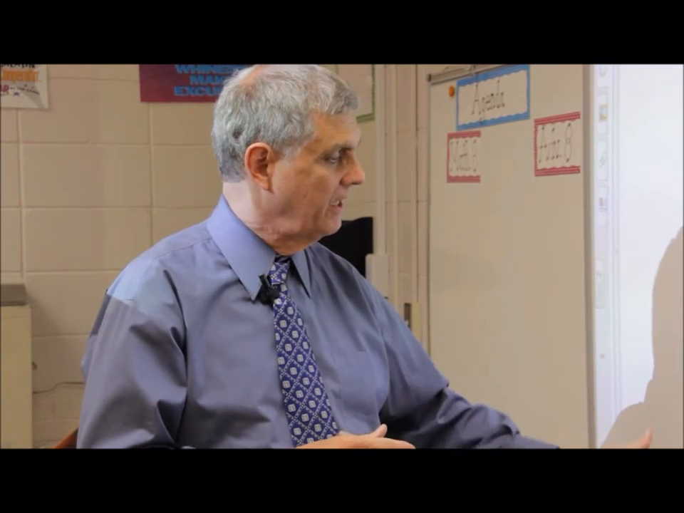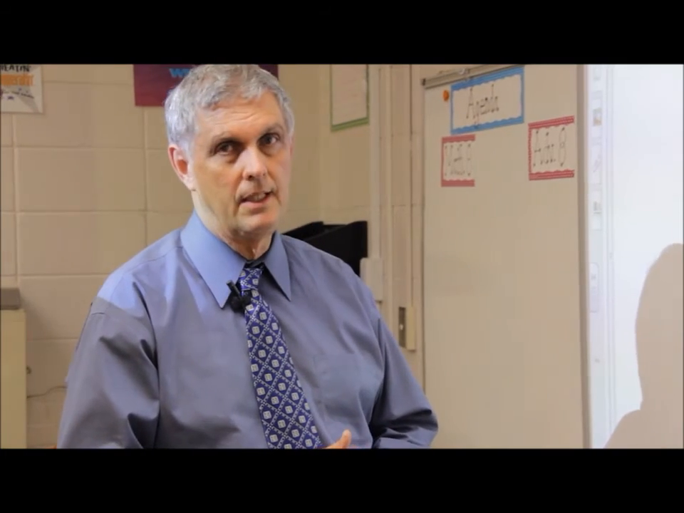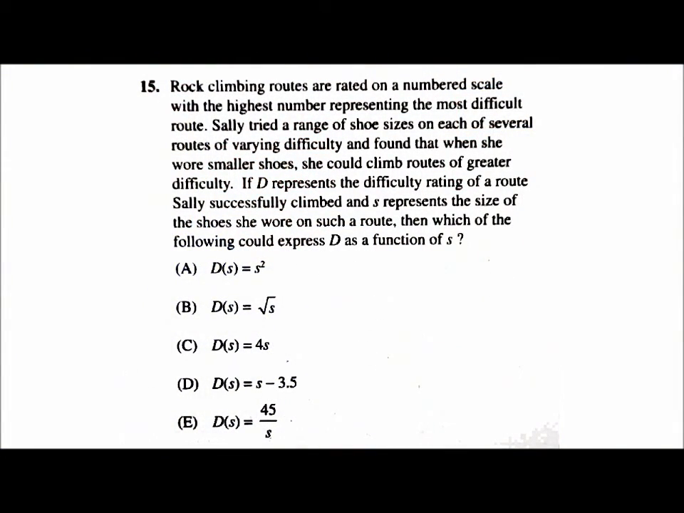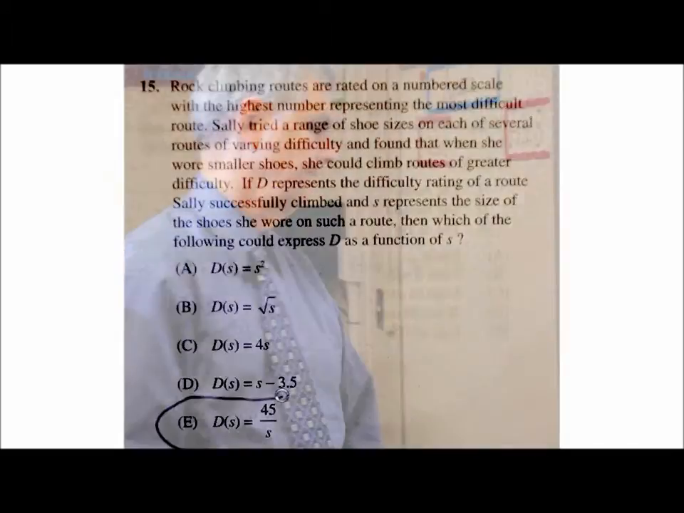So the only one here that really works is the smaller you make a denominator, the larger the output of that improper fraction. So if I put a 10 in here, I would get a 4.5, but if I put a 6 in there, I'm going to get a much larger number, because 6 goes into 45 a lot more times than 10 goes into 45. So E is your answer.